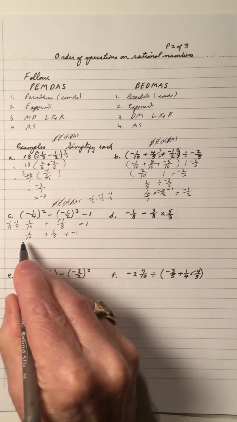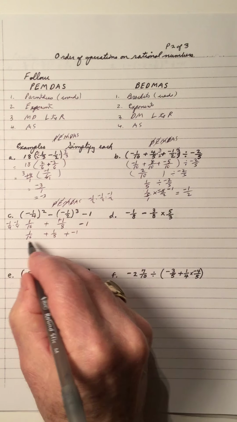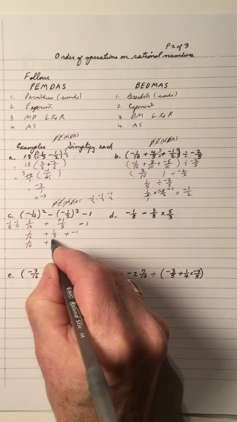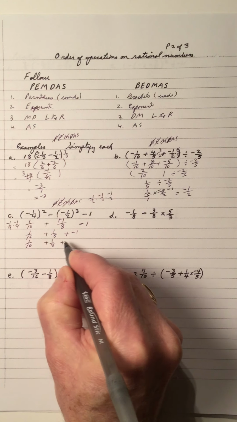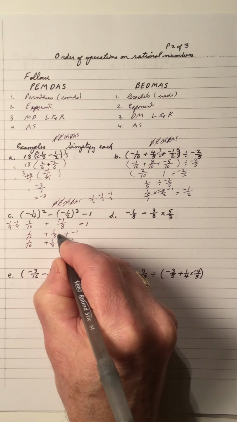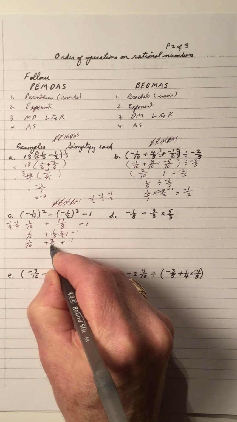Okay, so we're going to add all these up. Common denominator for 16 and 8 is 16, so 1 over 16, 1 over 8, and a negative 1 is a negative. The 8 is multiplied by 2 over 2 to give me 2 over 16.